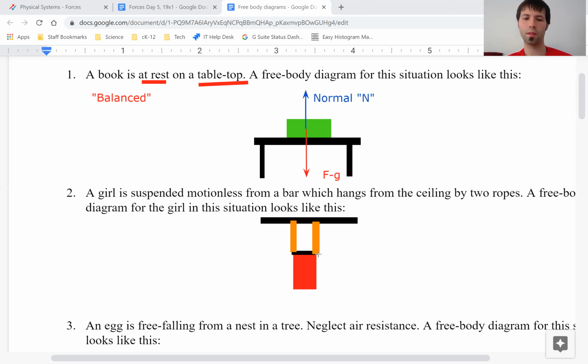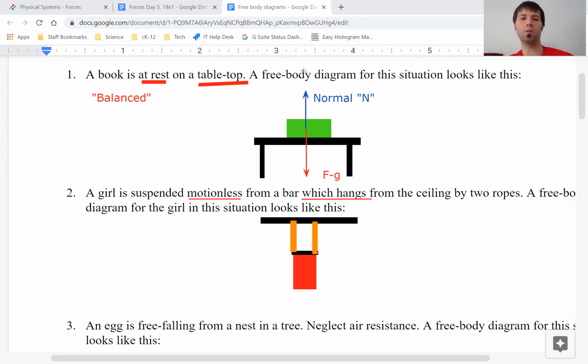Okay. Isn't my diagram very pretty? Yes, it is. Okay, so, before we drew any arrows, let's just look at the sentence. A girl is suspended motionless. So hopefully you guys have keyed into that word motionless, which hangs from the ceiling by 2 ropes.